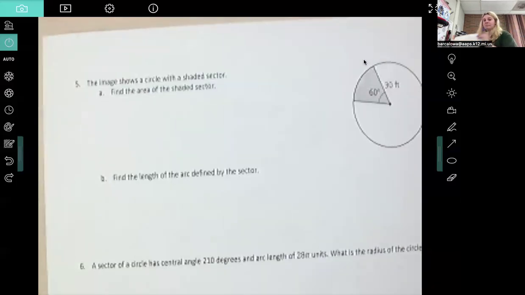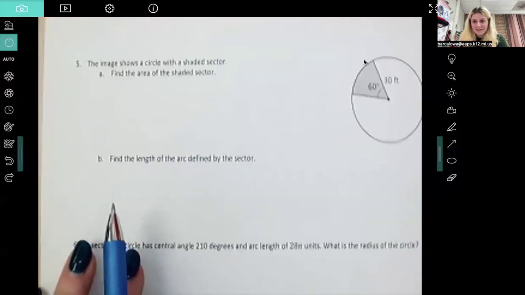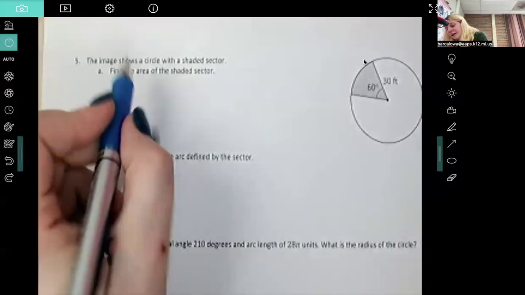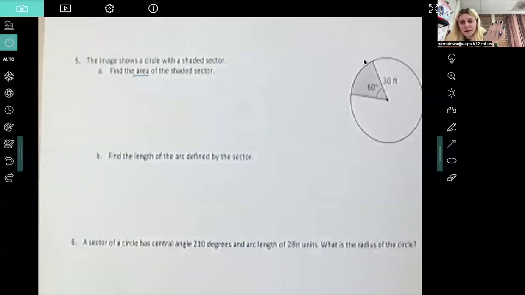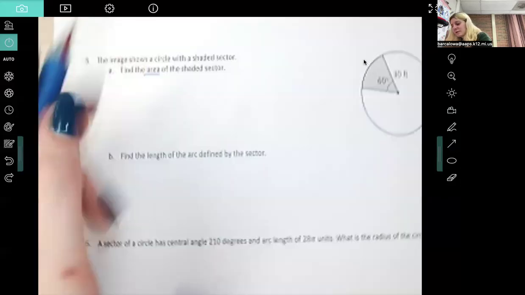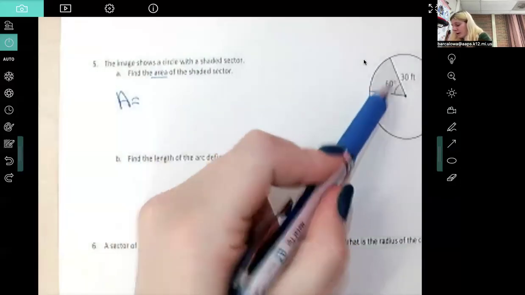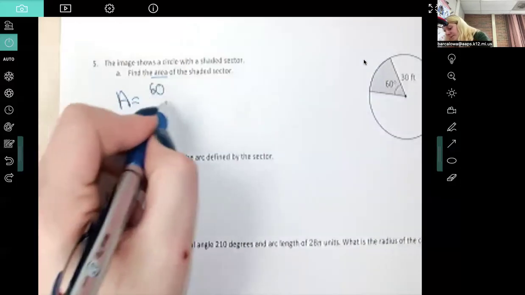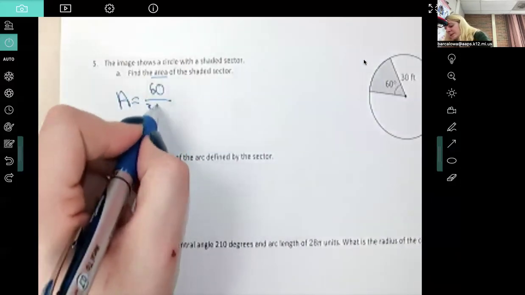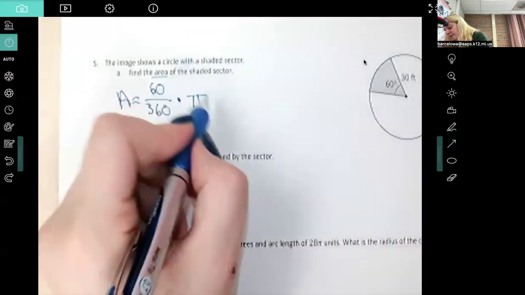Here is a circle with a shaded sector. They want me to find the area. Hey, we just did that, we just didn't have a picture. But now I'm in degrees. So think about this. For the area, I need the part out of the whole. The part I'm looking at is 60 degrees, a whole circle is 360, times pi r squared. My radius is 30.